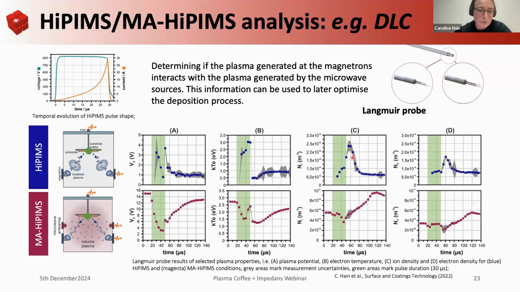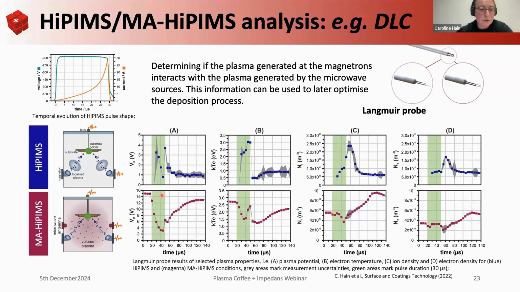Otherwise, when we don't have the plasma on, we don't measure much because there's nothing to measure. But now, interesting, when we look at the microwave plasma variant, the microwave plasma is always on. So we first measure the properties of the microwave plasma, which are stable, and we can see that here.